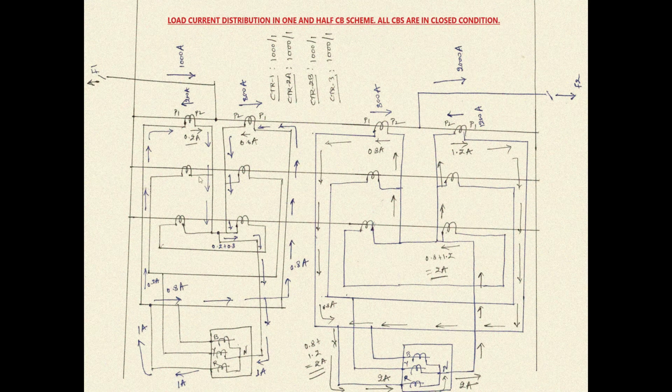So suppose this is your second bus, then this bus must feed 1200 ampere of current. That's why 1200 ampere of current is coming from this bus, and 800 ampere current is this. So 800 plus 1200, and then 2000 ampere current will be exported to the remote bus through this feeder.